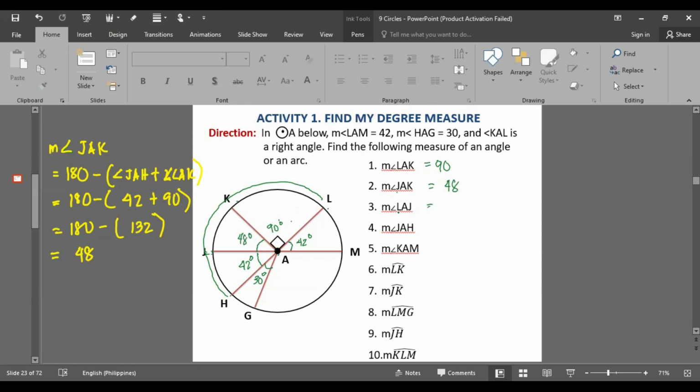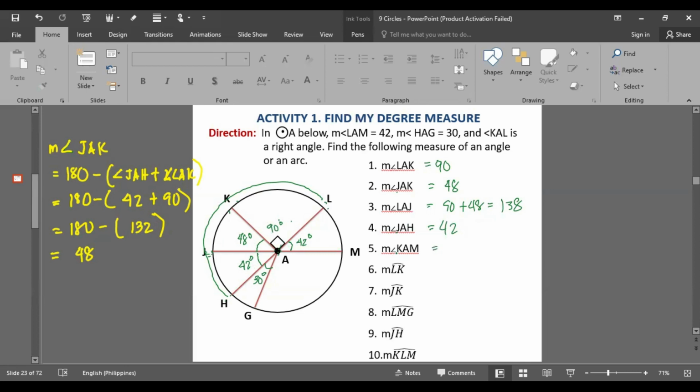Next, measurement of angle LAJ. We can obtain the measurement of angle LAJ by adding the angle measures of JAK and LAK. So just add 90 and 48. It's equal to 138. Next, measurement of angle JAH. JAH, we have obtained it already when we computed the angle measure of JAK. So it's 42 degrees.